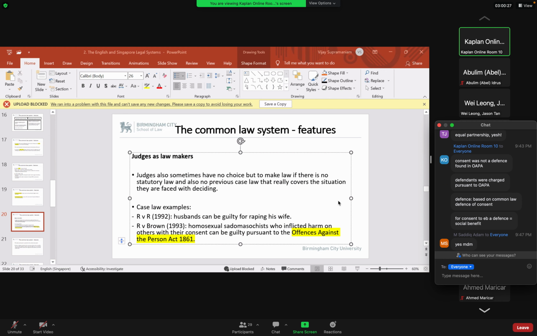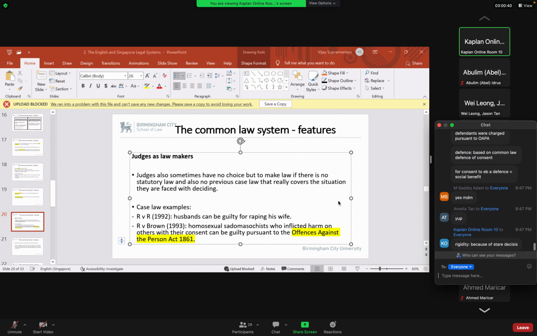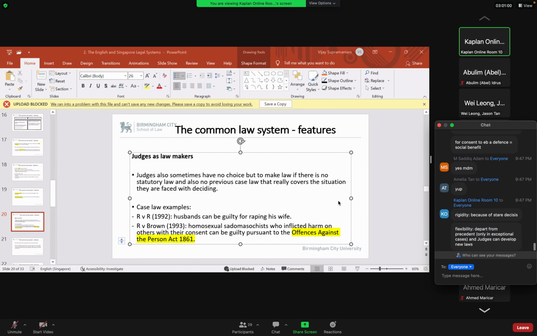Do you get that or not? Do you all understand? So the unique features: there's rigidity because of stare decisis. There's flexibility because you can depart from precedent only in exceptional cases, not all the time, and judges can develop new laws. So the system gives you both.